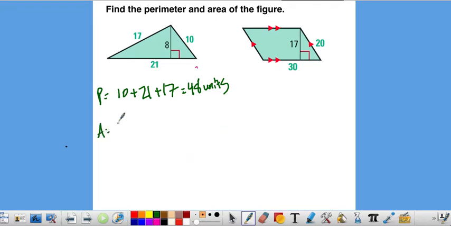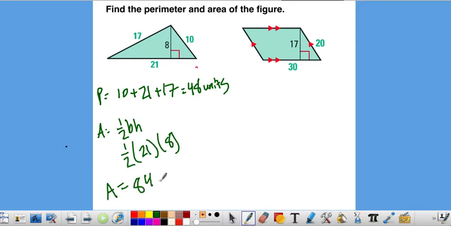Area of a triangle is 1/2 base times height. So 1/2, the base is 21, and the height is 8. So our area is that. Half of 8 is 4. 4 times 21 is 84 square units. So if you're not given inches or meters or centimeters, you just put units. Area is square units. Perimeter is just the unit.